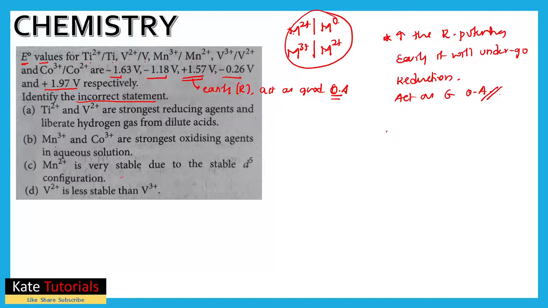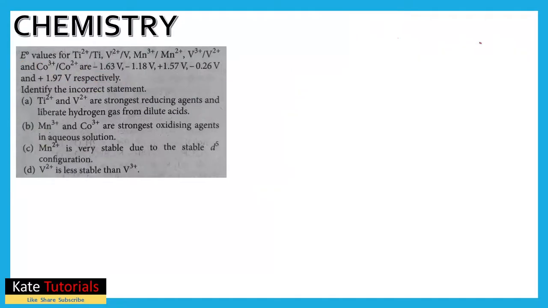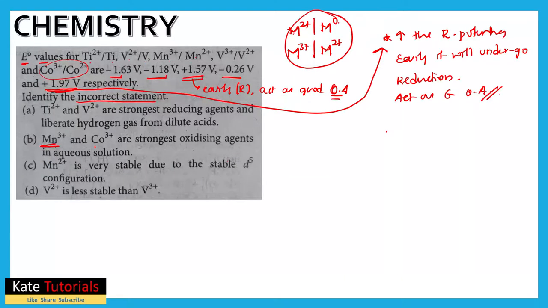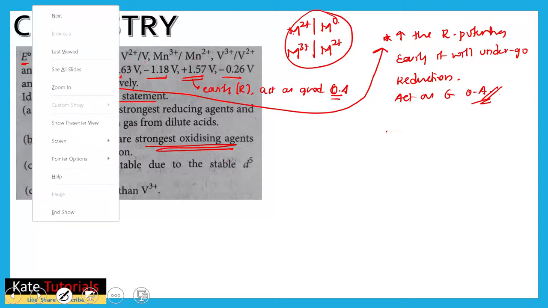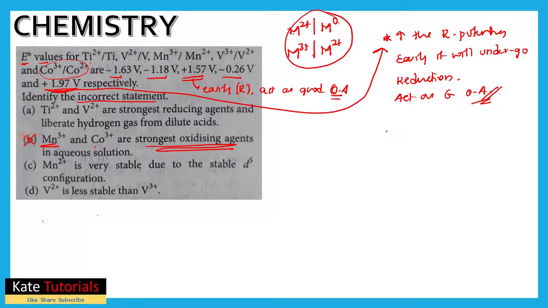So here they have called manganese 3+ and cobalt 3+. Similarly, Co3+ to Co2+ has a positive value. Positive means the same formula applies: greater reduction potential, so it easily undergoes reduction and acts as a good oxidizing agent. So both act as strong oxidizing agents. So this is the correct statement, but they have asked for the incorrect statement. So option B is not the incorrect statement, because it is correct. So this is not our answer.